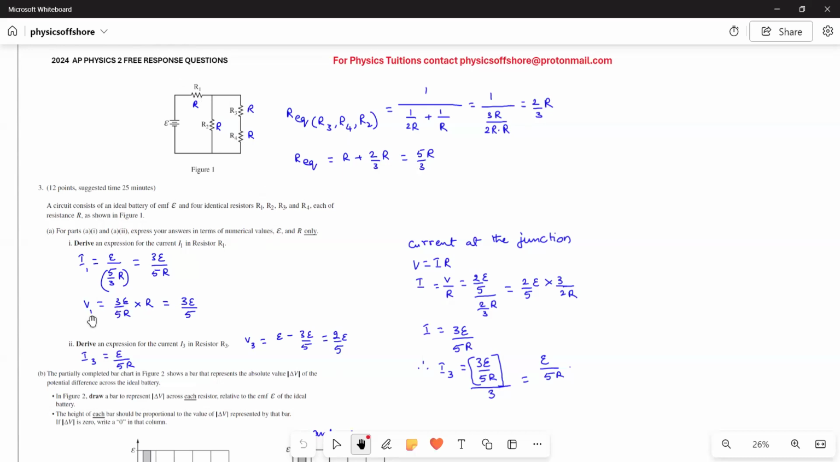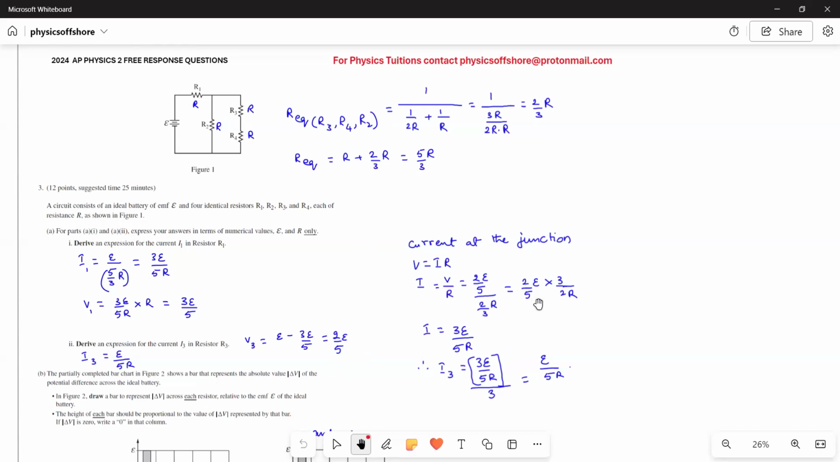Am I right? Voltage is equal to IR, current times resistance. We already found the current, and the resistance at R1 is equal to R. Therefore, the voltage at R1 is equal to 3E by 5. The voltage of the supply is E. Therefore, E minus 3E by 5 gives the voltage at the junction. So that is how I found the voltage at the junction. This is the voltage at R1.